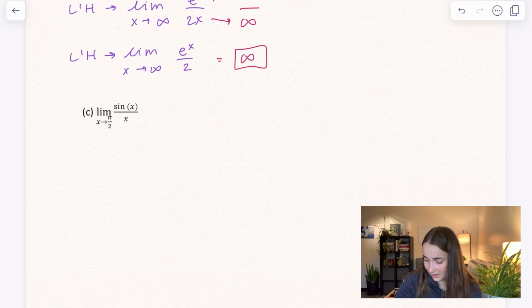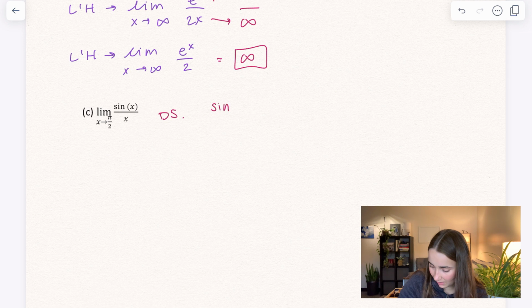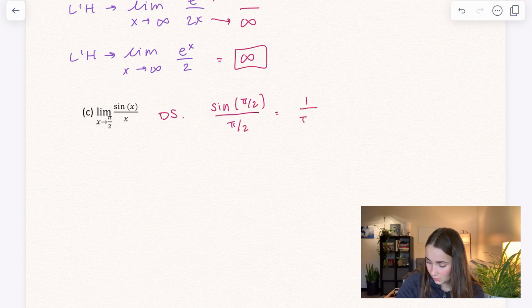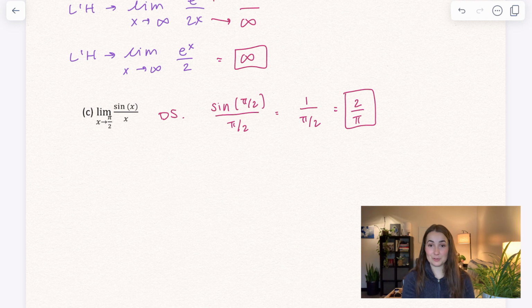Okay, so let's try direct substitution. We have x is approaching pi over 2. So we get sine of pi over 2 divided by pi over 2. And so this actually goes to 1 over pi over 2, which is equal to 2 over pi. We just flipped that fraction. So this one was a tricky one. I'm sure it was there to make you think, wait, did I do something wrong? You did not do something wrong. This right here is our final solution.